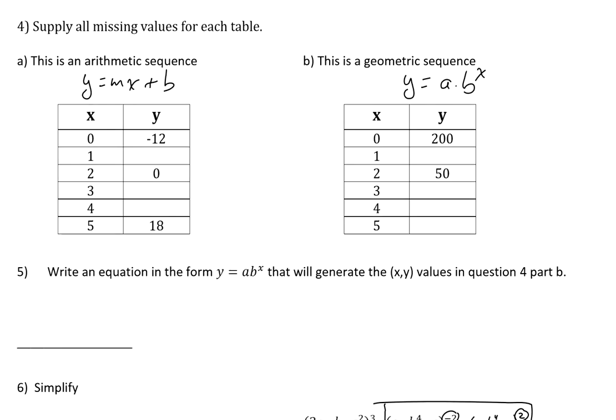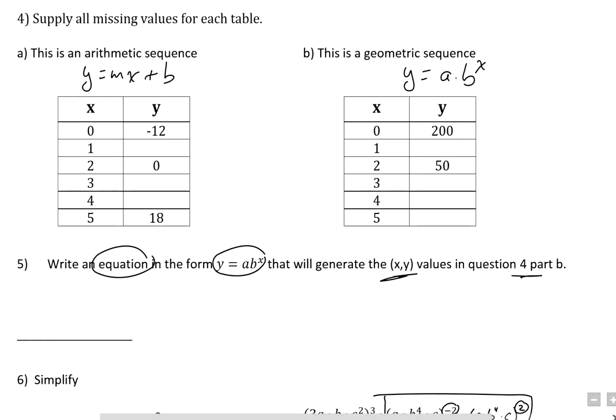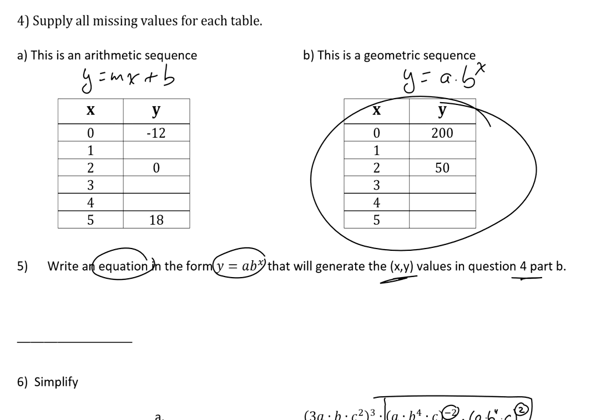Question 5 says, hey, write an equation in the form y equals a b to the x that will generate the x-y values in part 4. In question 4, part B, rather. So what equation in this situation could be used as a generator for that sequence?